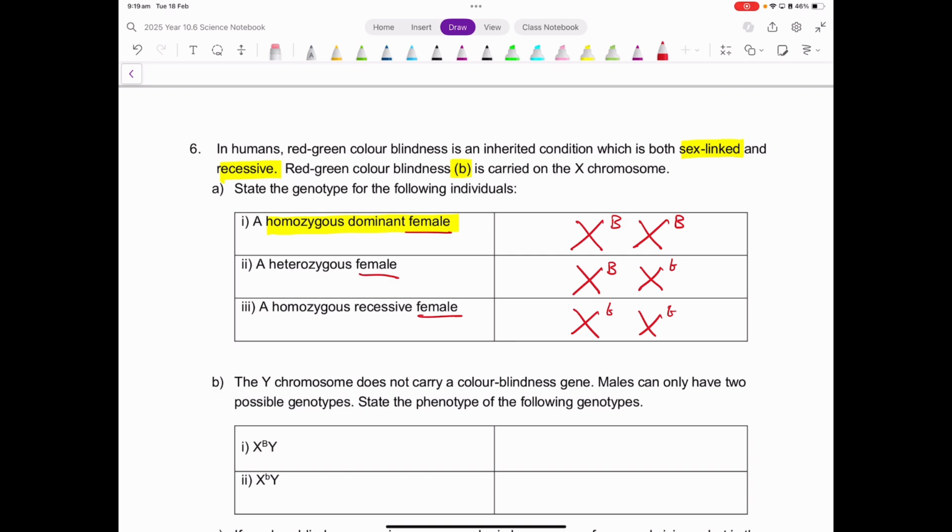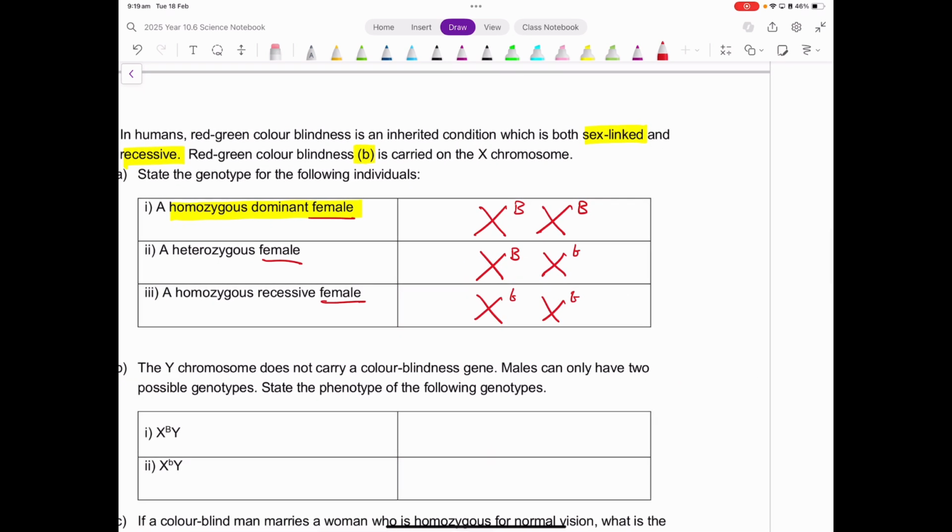So when we look at these individuals, let's start up the top once more. So this individual up the top, are they affected or unaffected? Unaffected. The individual in the middle, are they affected or unaffected? Unaffected. And this individual down the bottom, number 3, are they affected or unaffected? Affected. Very good. Which one is the carrier? This one here. This individual is a carrier. Unaffected, but they carry the trait.